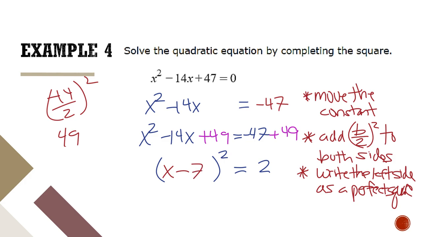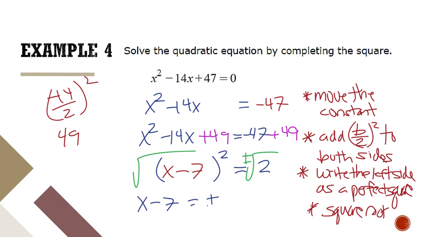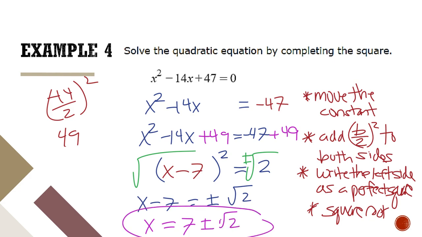Now we just square root both sides. So if we square root this side, square root this side, make sure it's plus or minus. So that'd be the next thing, square root, and that's both sides. Then we have x minus 7 is equal to plus or minus the square root of 2. And we just add 7 to both sides to get x is 7 plus or minus the square root of 2. And that would be my answers. 7 plus square root of 2, 7 minus square root of 2.